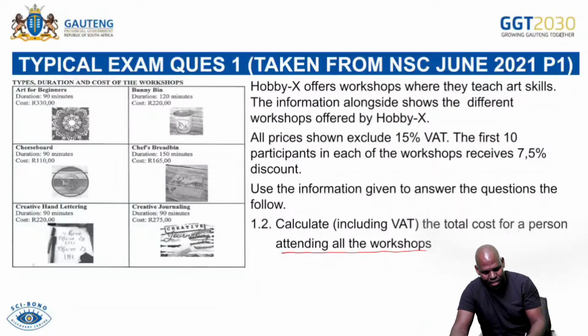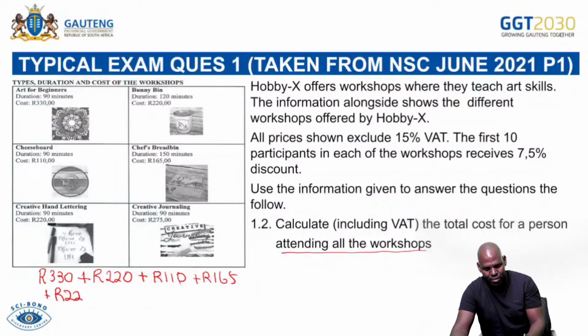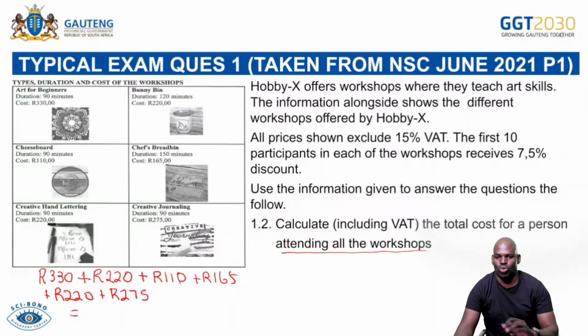Right. So the first one is 330 rand. We just need to add. The next one is 220 rand. The next one is 110 rand, plus 165 rand, plus 220 rand, plus 275 rand. If a person has to attend all these workshops, it simply means the person must pay the total amount. So if I add everything together, 330 rand plus 220 rand plus 110 rand plus 165 plus 220 plus 275.